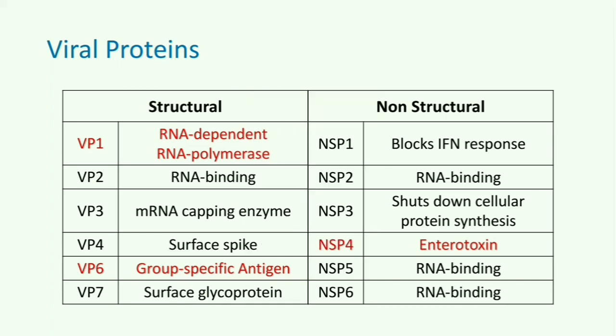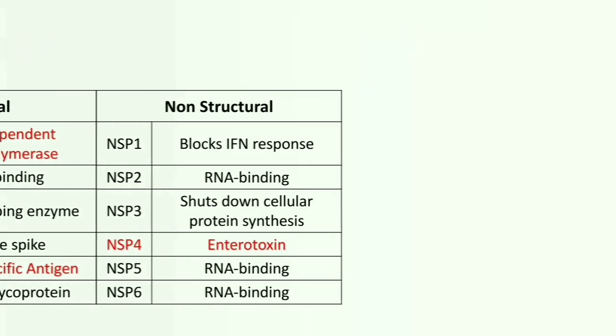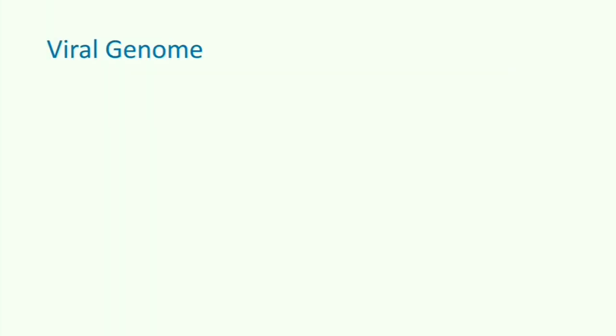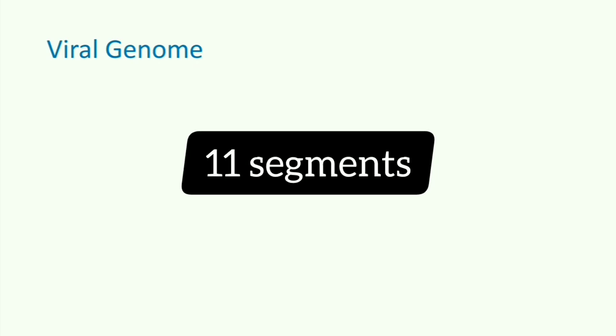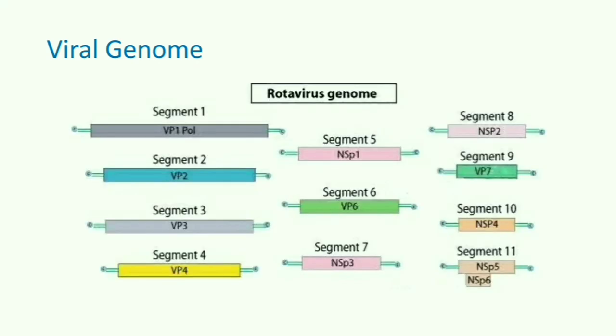Now let's take a look at the genome of rotavirus. Rotavirus has a segmented double-stranded RNA genome with 11 segments. Here you can see all the 11 segments. Each segment encodes one protein, except segment 11, which encodes two proteins.